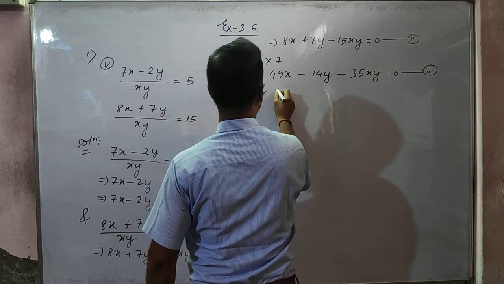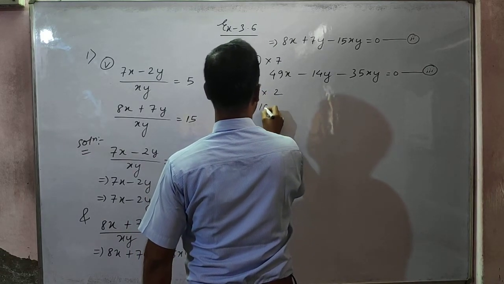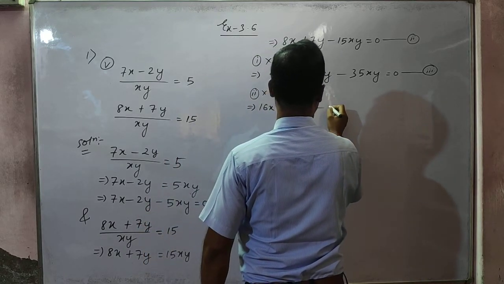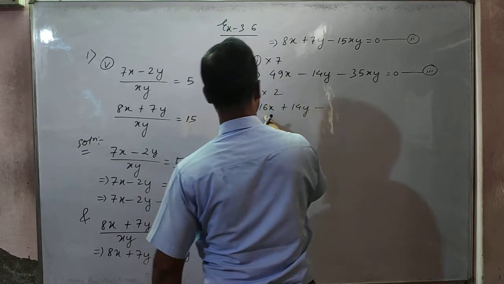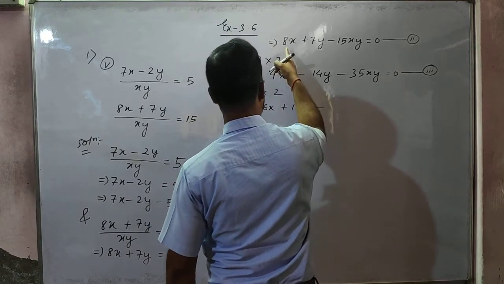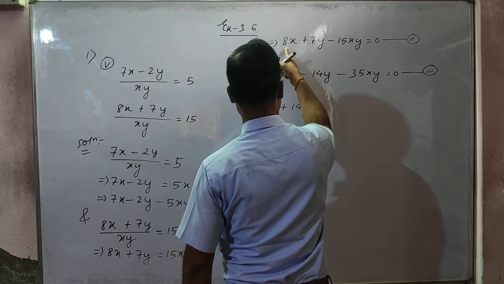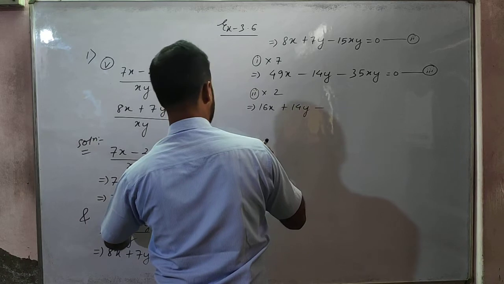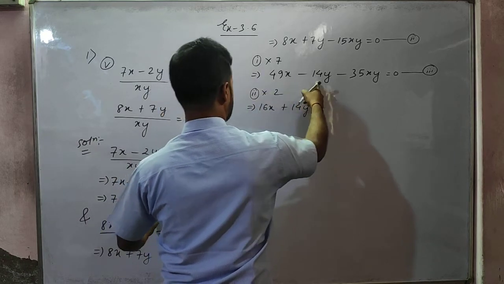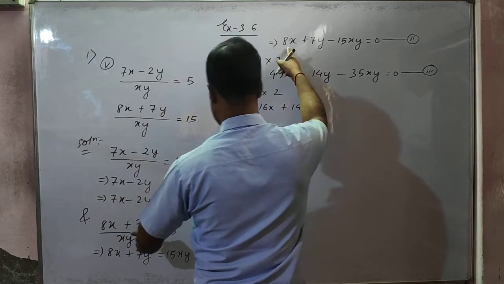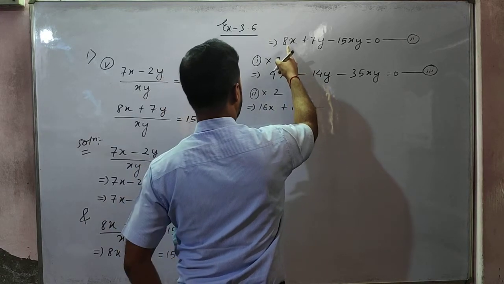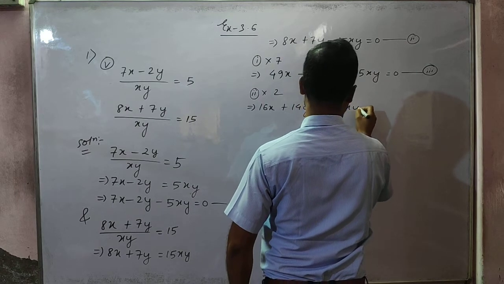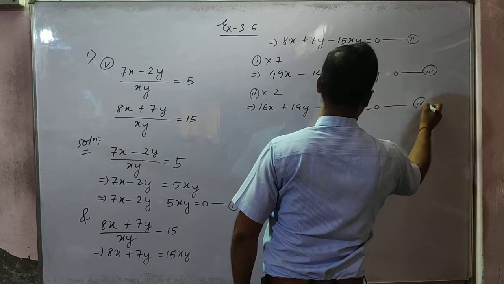Equation 2 we multiply by 2. So this will become 16x plus 14y. 8 2s are 16, 7 2s are 14. First one, what did I multiply with? 7. 7 7s are 49, 7 2s are 14, 7 5s are 35. And this one with 2: then 8 2s are 16, 7 2s are 14, and 15 2s are 30xy. Marking number 4.